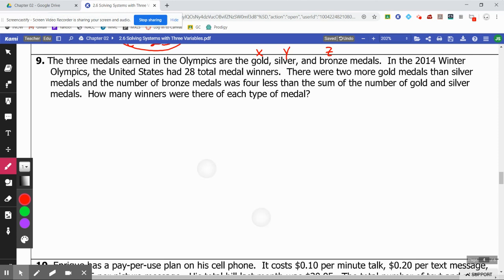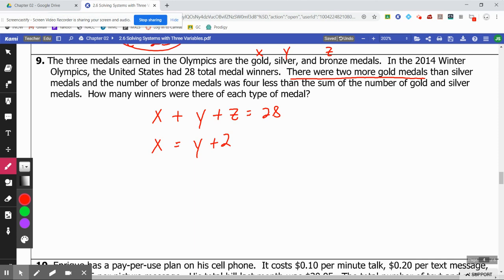So there was 28 total. So we know that the number of gold, silver, and bronze added together would be 28. There were 2 more gold than silver. So 2 more golds, the number of golds would equal the number of silvers plus 2 more. 2 more golds than silver, so the silver plus 2 would be gold.